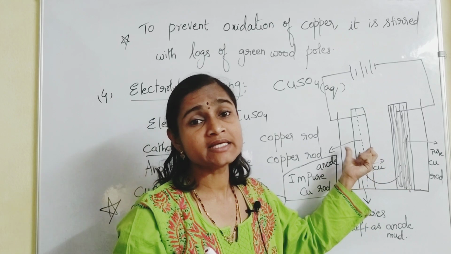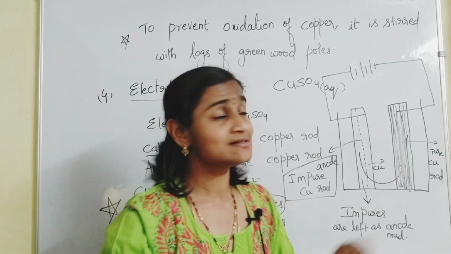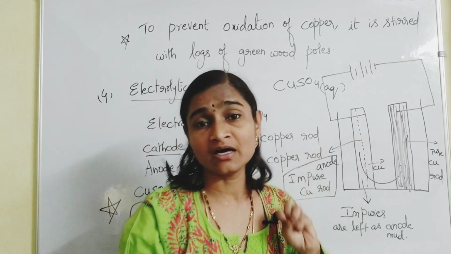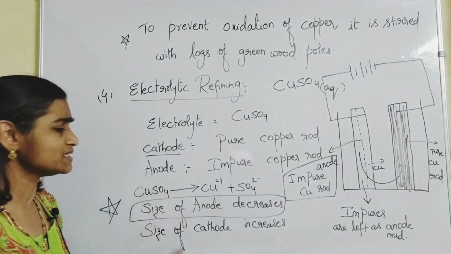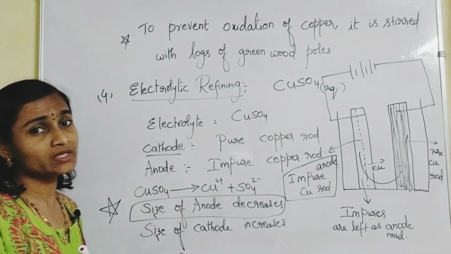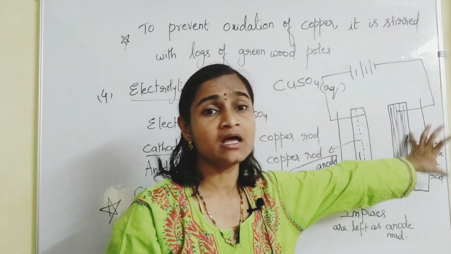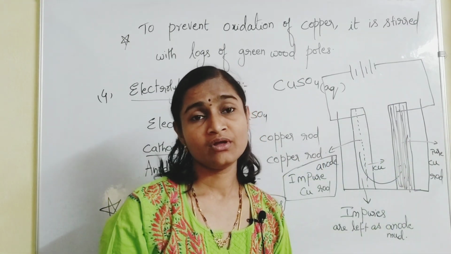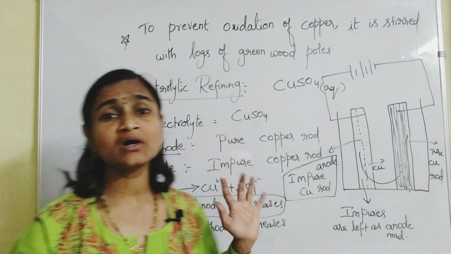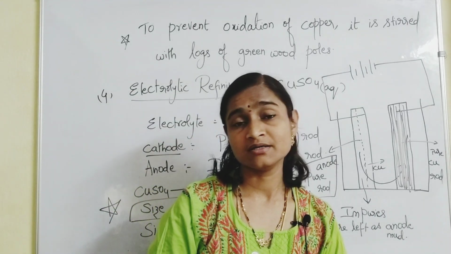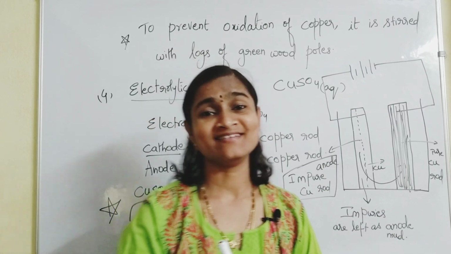Whereas in case of the anode, oxidation happens. If oxidation happens, the shine of the anode decreases, as well as its size. These 2 points you must compulsorily write. Size of anode decreases, all the copper melts from the anode and gets deposited on the cathode. So this is all about the purification methods in the process of metallurgy.